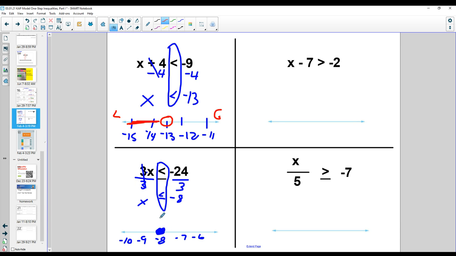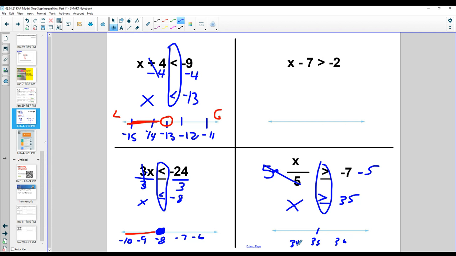Let's try this one. I underline this. This is x. How do I undo a divide by? I multiply by 5, multiply 5 times 5, cancel. X is greater than or equal to 35, because a negative times a negative is positive. So this is 35, 36, 34. It has to be a closed dot because it has to be greater than or equal to, so like that one.